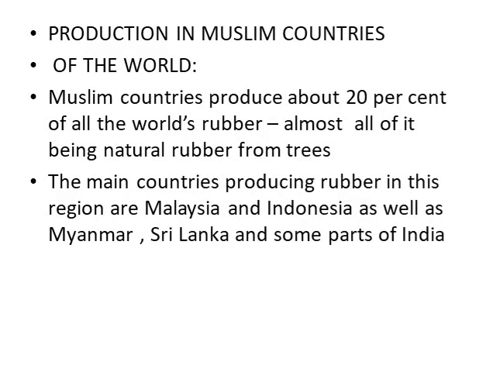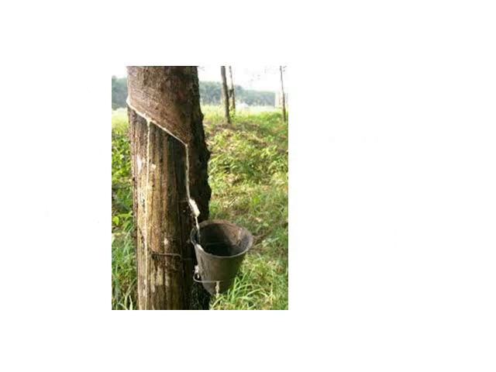Production in Muslim countries of the world. Muslim countries produce about 20% of all the world's rubber, almost all of it being natural rubber from trees. The main countries producing rubber in this region are Malaysia and Indonesia, as well as Myanmar, Sri Lanka, and some part of India. Look at this picture, you can see how natural rubber is obtained.